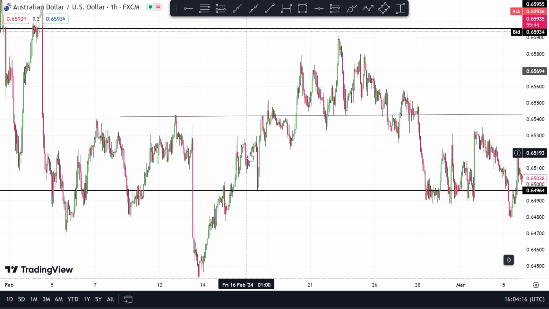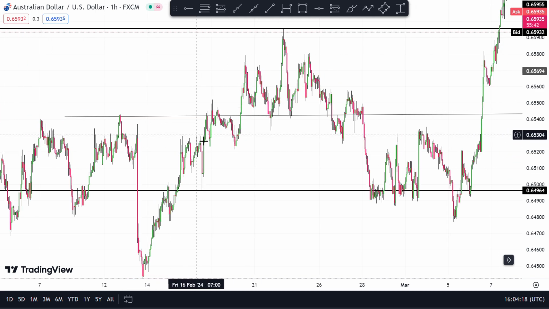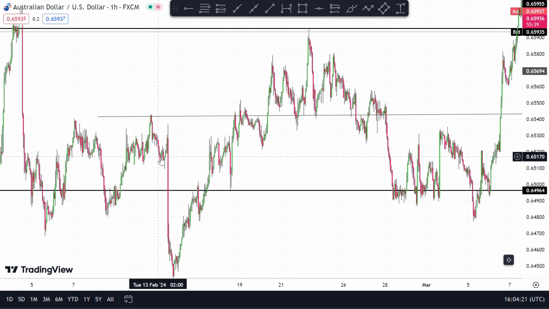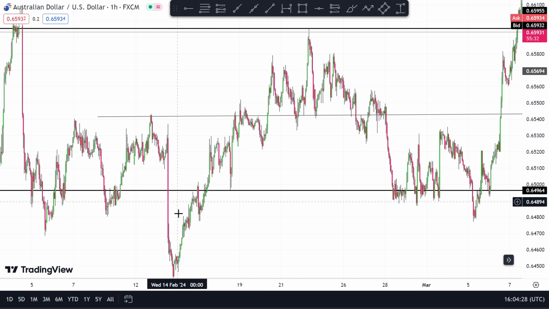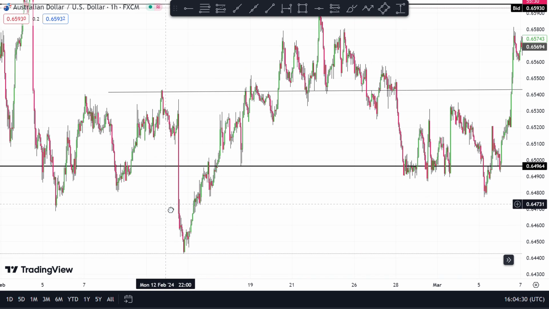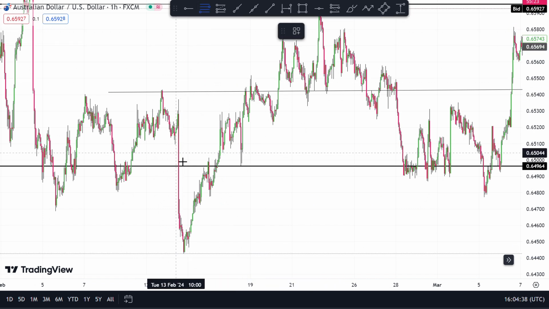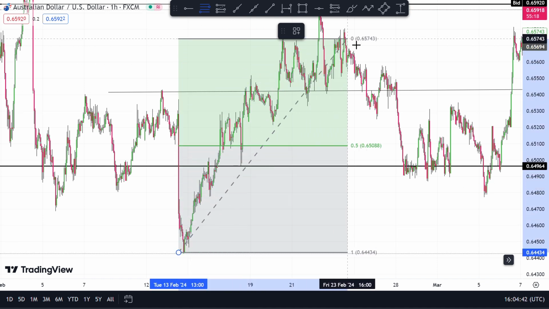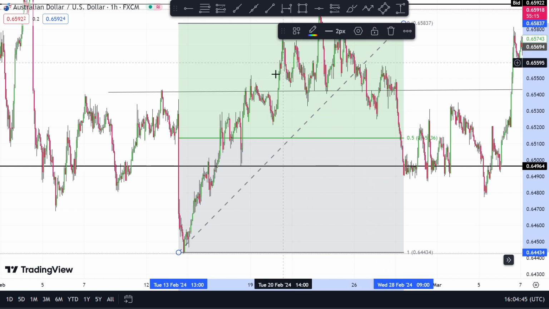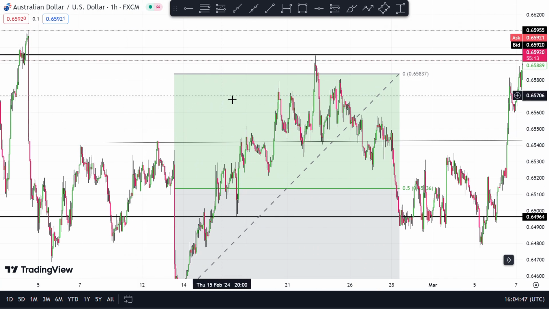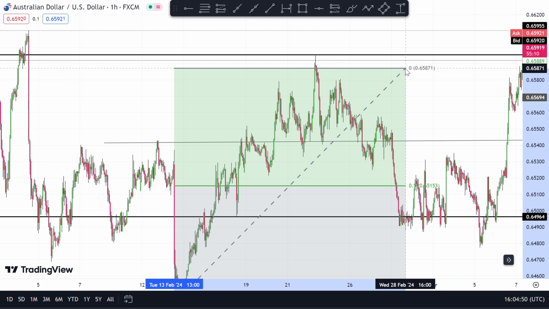Now we are waiting for price to come back, retesting this point and also coming down to our discount. So you take out your premium and discount from the low, which is right here, to the highest point price went up. So let's do that real quick. Take out your premium and discount from the low to the high. It's right here.